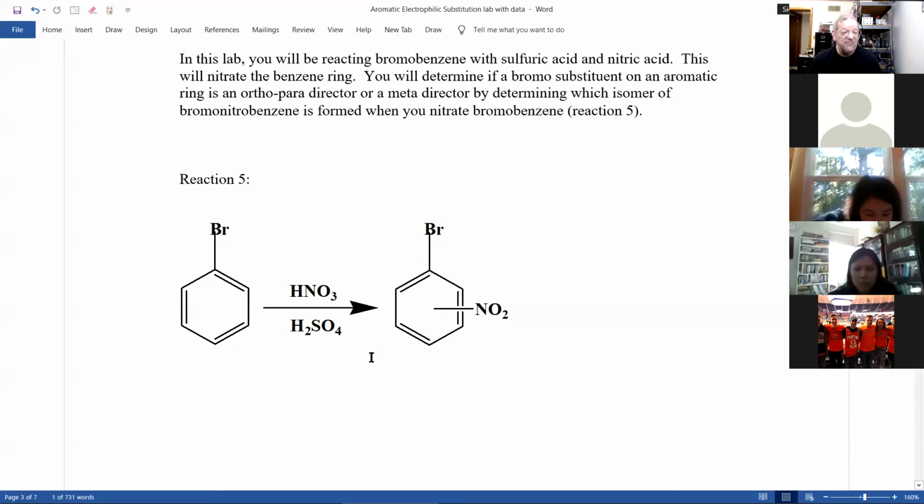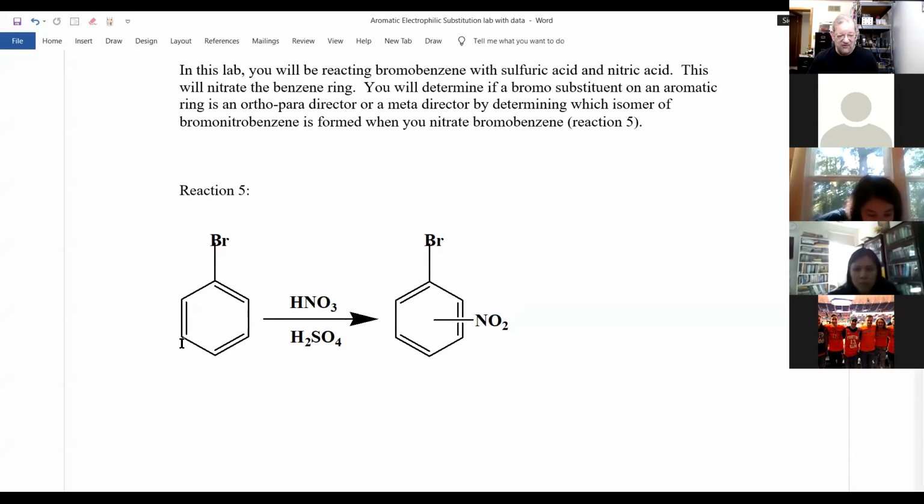Now, in this lab, you're going to react bromobenzene with nitric and sulfuric acid. This puts the nitro group on there. Here's my Z group. In today's lab, you're going to find out whether bromine is an ortho-para director or a meta director. I wrote the structure this way so I don't give it away. All that it tells you is the nitro group is somewhere on the benzene ring.